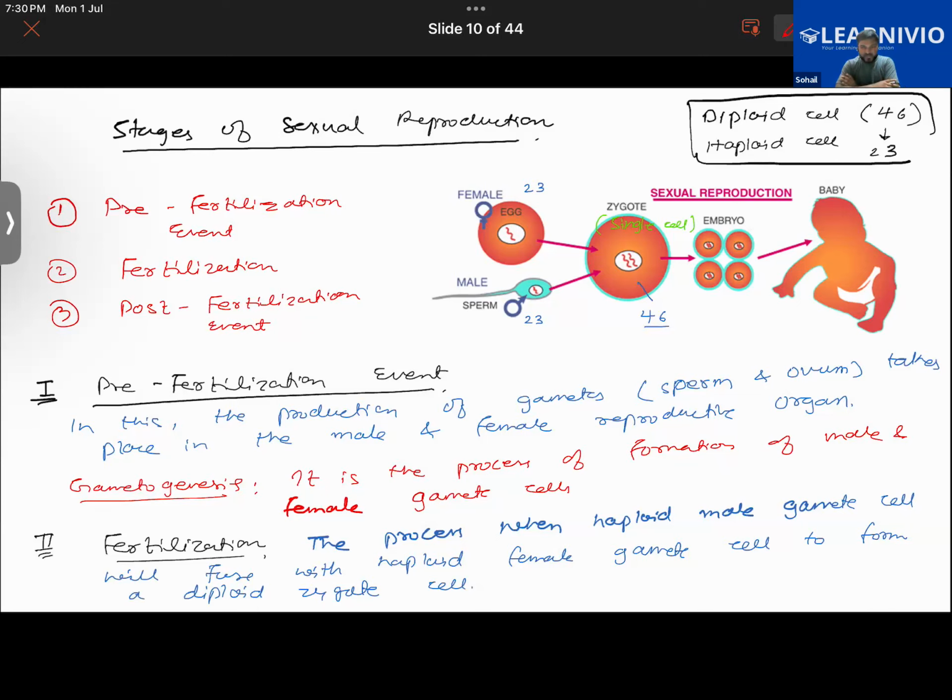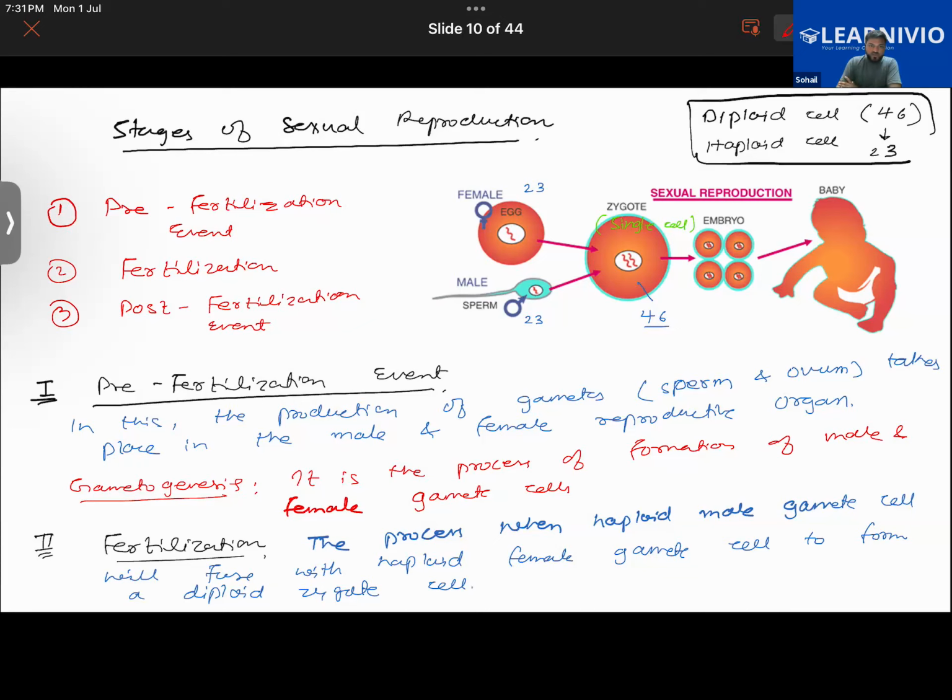So in the next class we'll be learning about fertilization, how fertilization takes place. We'll learn about that in detail. But before fertilization, first of all, we have to learn about the male reproductive system as well.